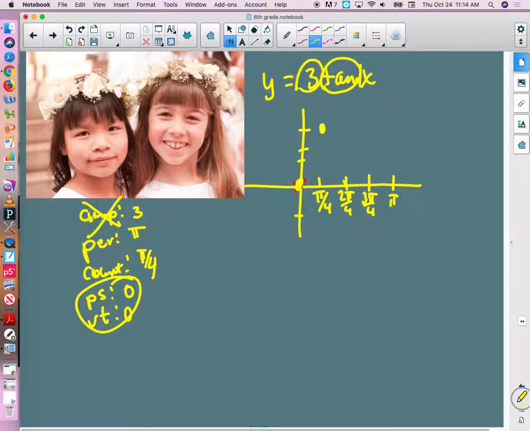What's the tangent of pi over 2? Undefined. What's the tangent of 3 pi over 4? Well, in the second quadrant, tangent's -1. Could be -3. Tangent of pi, if you need to look at your chart, 0. Okay, let's keep going. The next thing would be, well, I'll just do it here. This is what we have so far.